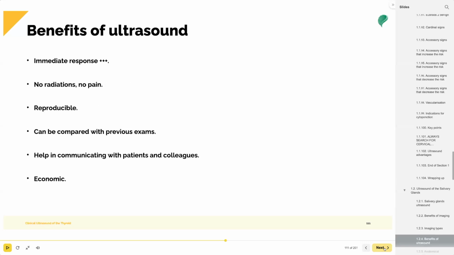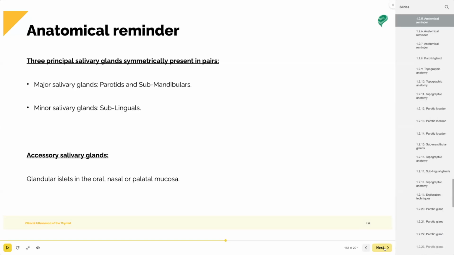Usually the benefits, like we said, of ultrasound in exploring the salivary glands and surrounding areas are that there is no pain. It can be compared, and it's great to use this information throughout the patient's medical history. It's also economic because ultrasound is usually very inexpensive. With the anatomical reminders, there are 3 major salivary glands that are present bilaterally. The 3 main glands of interest are the parotid, the submandibular, and the sublingual glands.